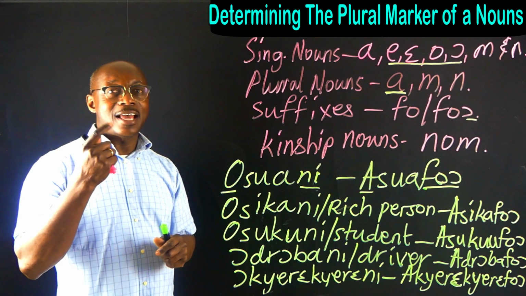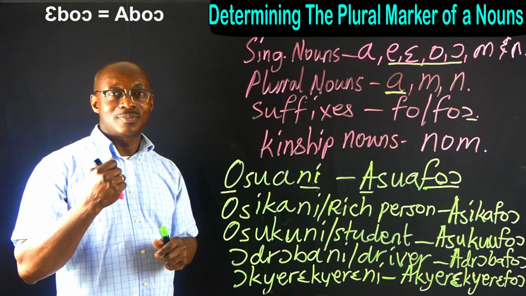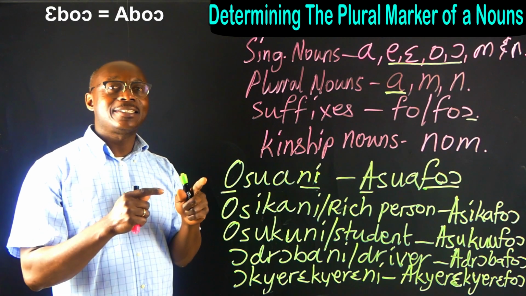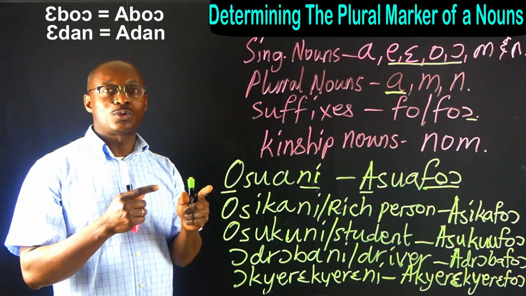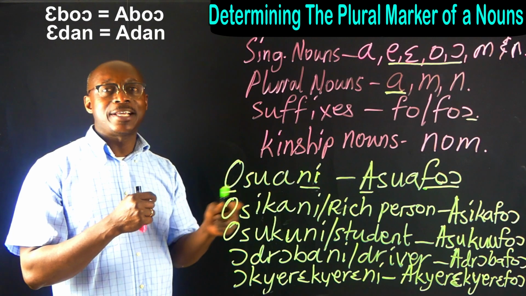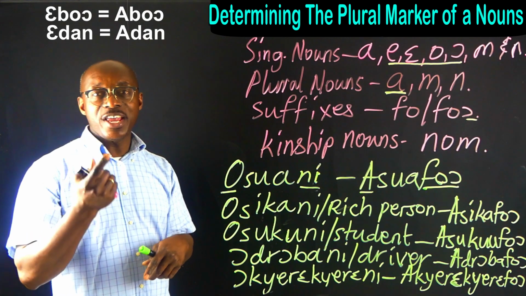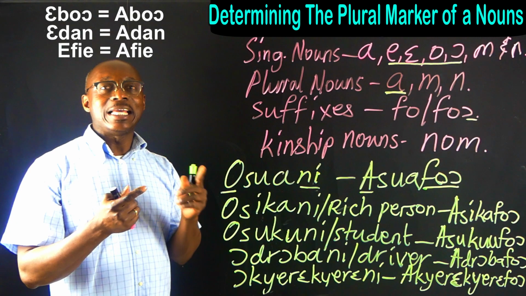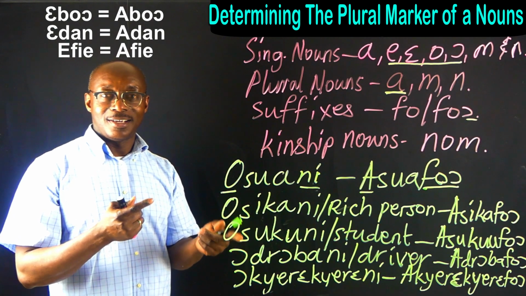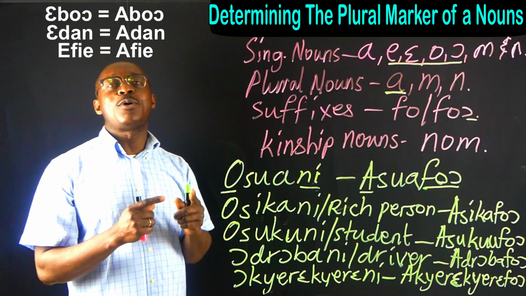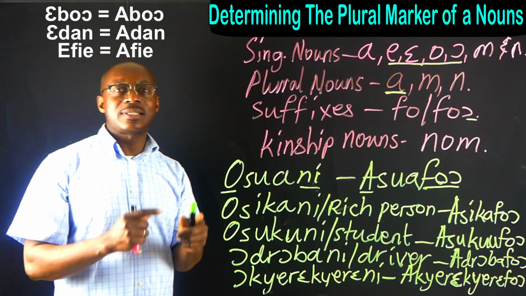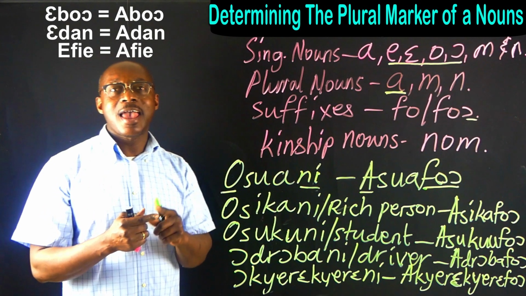So we learned that Ɛboɔ, that is stone, in the plural state will be what? Aboɔ. Ɛdan, and that is what? House. In the plural state will be what? Adan. Efie, and that is home. In the plural state will be what? Afie. Good.